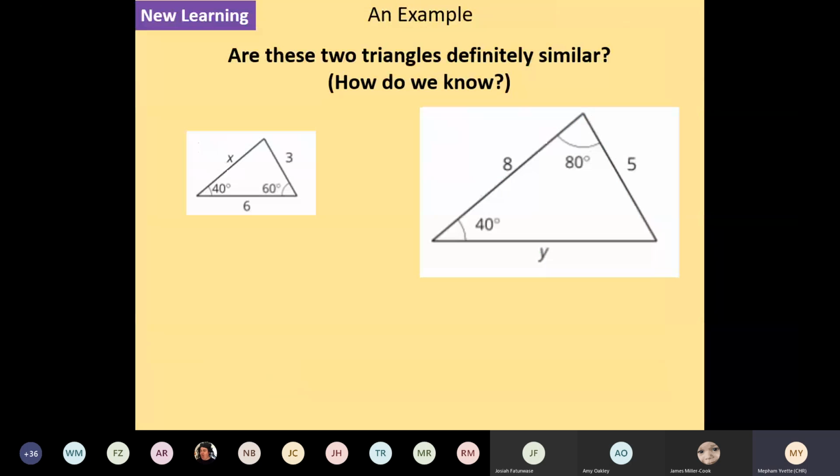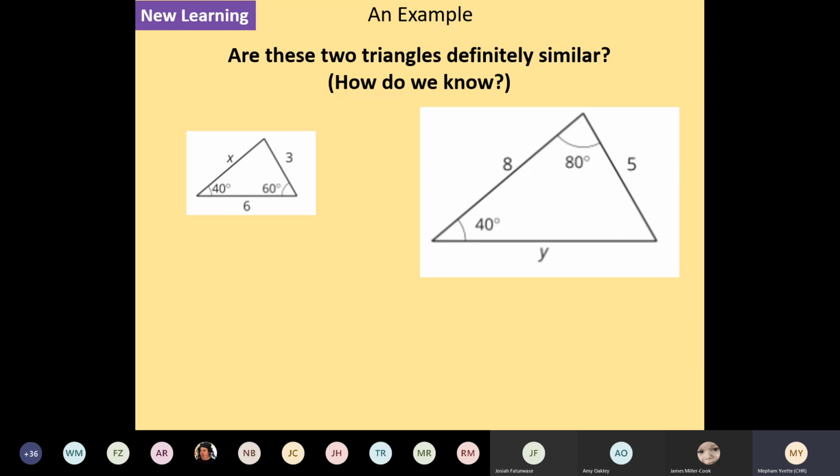In this example we've got here, we are mainly going to focus on how to identify similar triangles. So we're not going to necessarily construct them at this point. We are just going to use our knowledge of interior angles and how to calculate them to see if they are similar. So in this example, it's asking us, are these two triangles definitely similar? And how do we know?